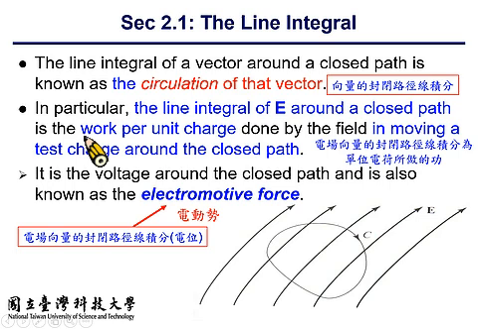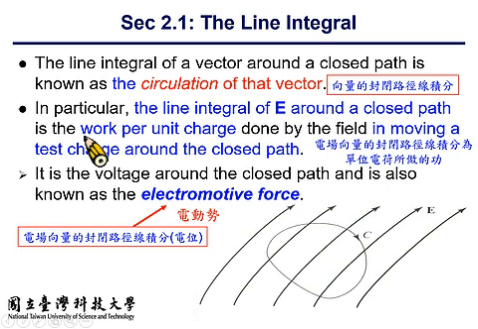However, if you introduce a charge Q into the line integral of the electrical field, then it can be expressed as the electrical force F equals QE. Then this becomes work. So remember the similarity between the two. The electrical field is a vector, force is a vector, voltage is a scalar, and work is a scalar.